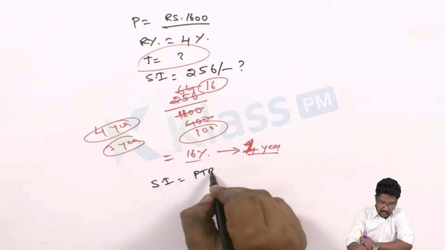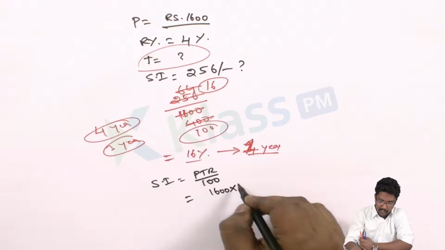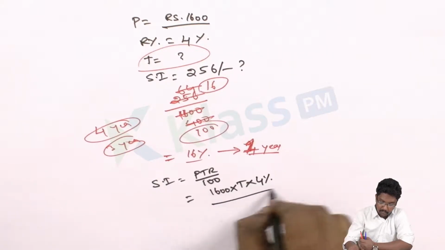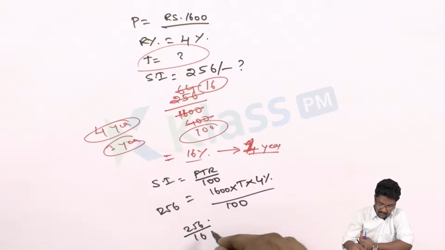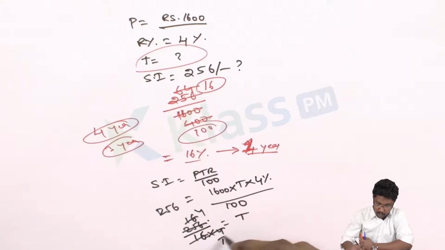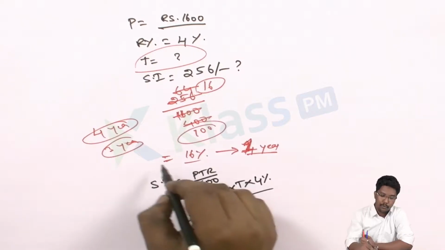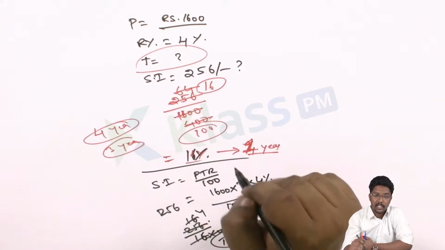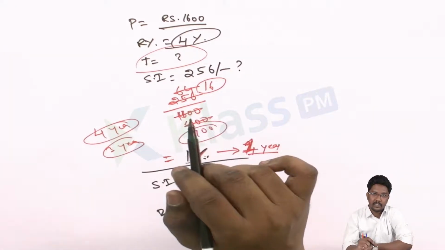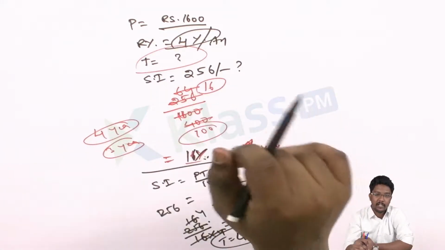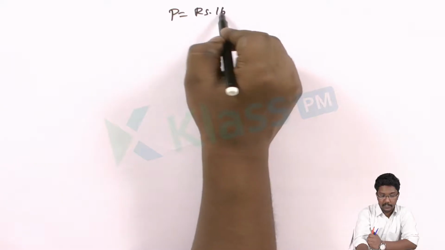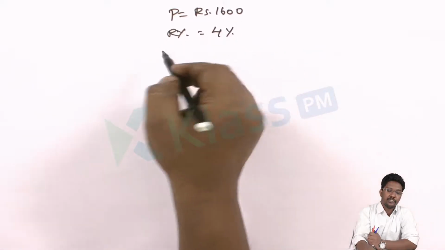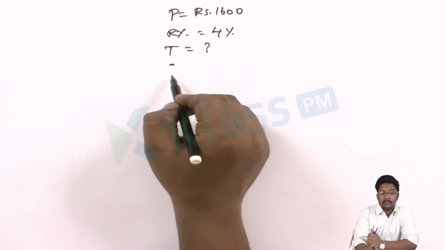Simple interest equals PTR by 100. So principal is 1600, time period we don't know, rate of interest is 4% per annum, then simple interest is 256 rupees. So 256 by 16 into 4 equals the time period. So 16 4s are 64, so T is 4 years. Okay. When you go by this method, 16% is not the rate of interest. Rate of interest is 4% per annum. For 1 year it is 4%. I am getting 16%. Means, the principal is 1600 rupees, rate of interest is 4%, time period I have to calculate. So then what is the simple interest?